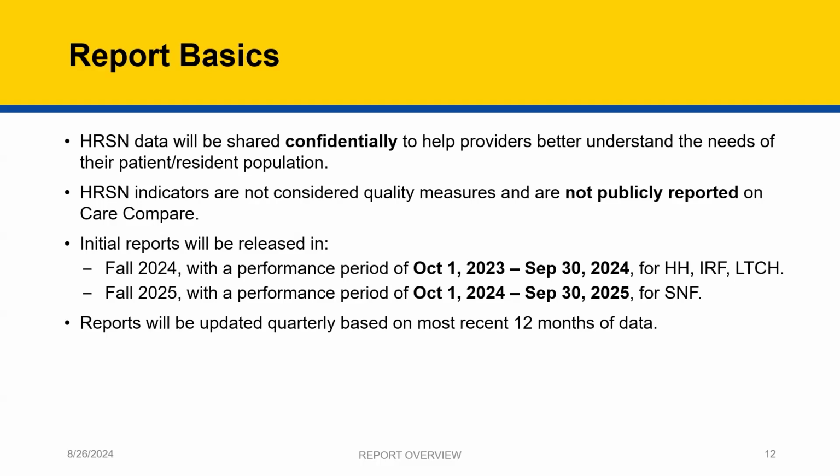With regards to the timing of the report, the initial reports for home health, IRF, and LTAC were released on October 15th, 2024, which will use HRSN data from the 12-month performance period of October 1st, 2023 to September 30th of 2024. For SNF, the initial report will be released in fall 2025 with a performance period of October 1st, 2024 to September 30th of 2025. And as mentioned previously, for all PAC settings, these reports will be updated quarterly based on the most recent 12 months of data.